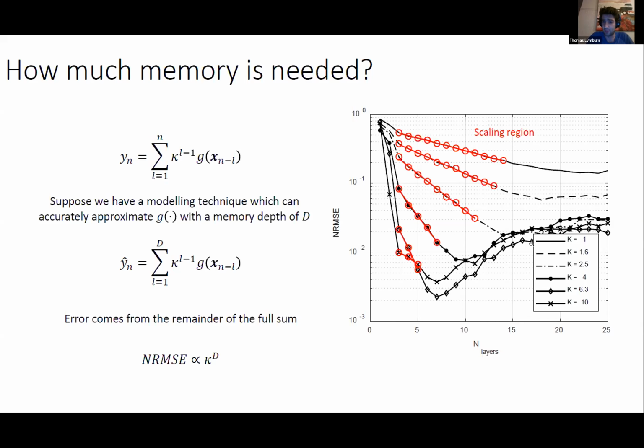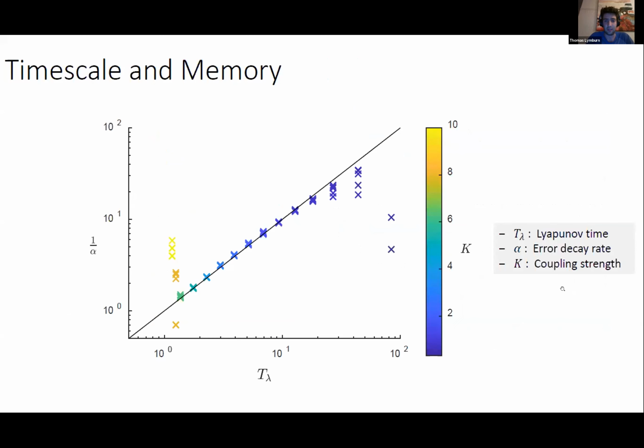So if we extract this from a bunch of GS functions of different coupling strengths, which correspond to different time scales, we're going to plot not these decay rates, but the inverse of the decay rates, the decay time, against the Lyapunov time of the GS function, which depends on the coupling strength. So for stronger coupling, we have a shorter time scale. For weaker coupling, we have a longer time scale.